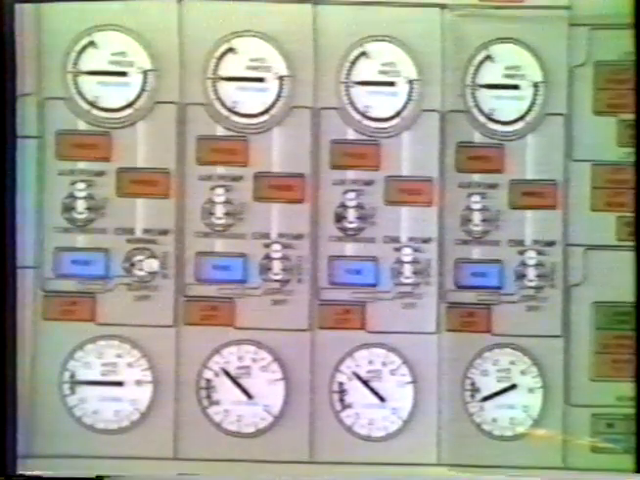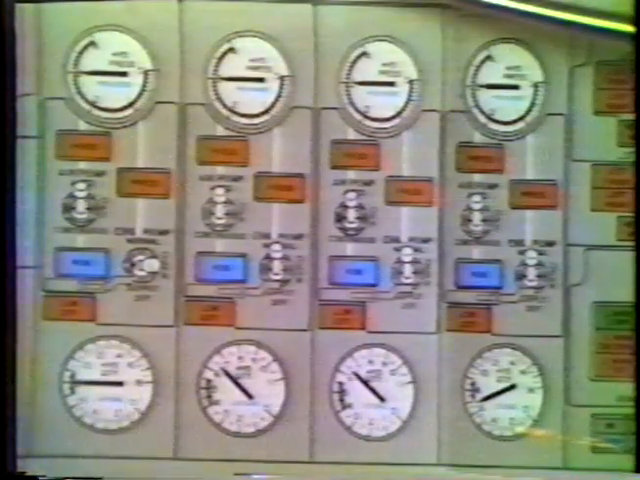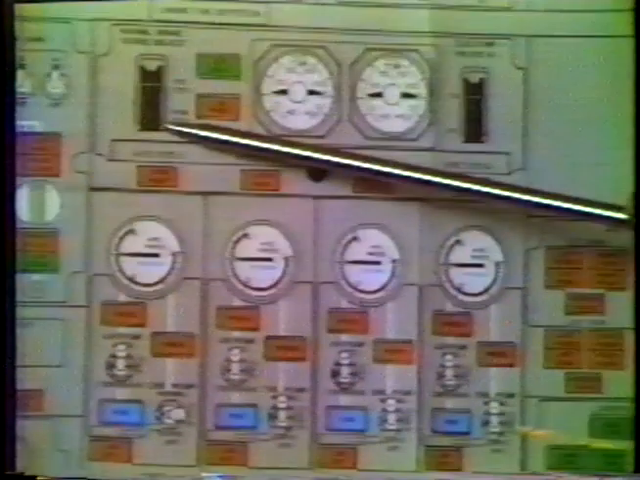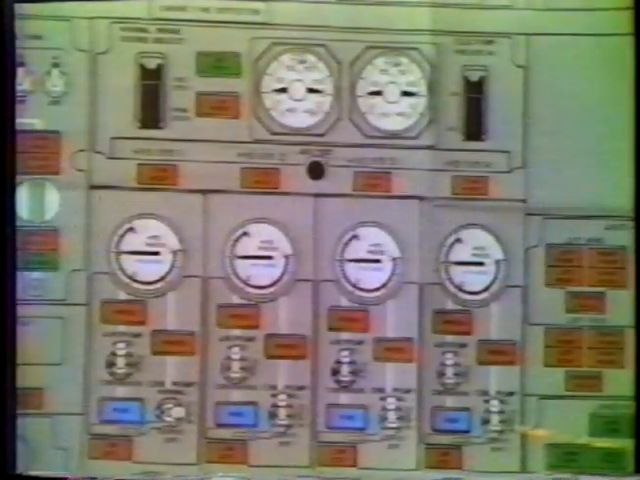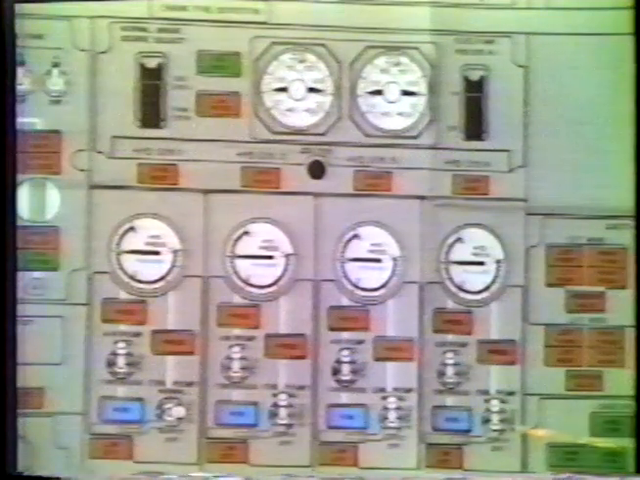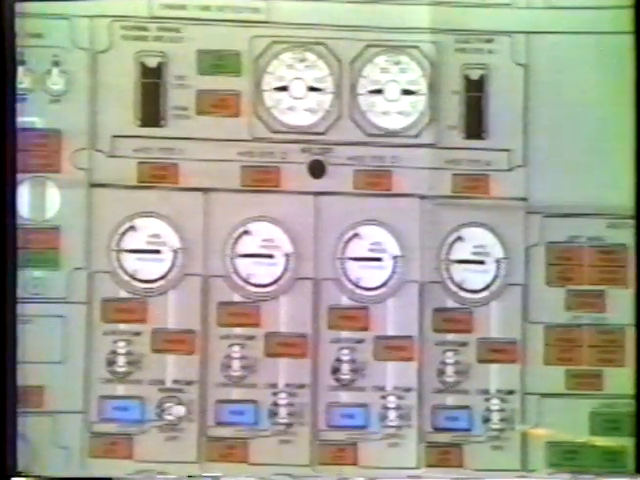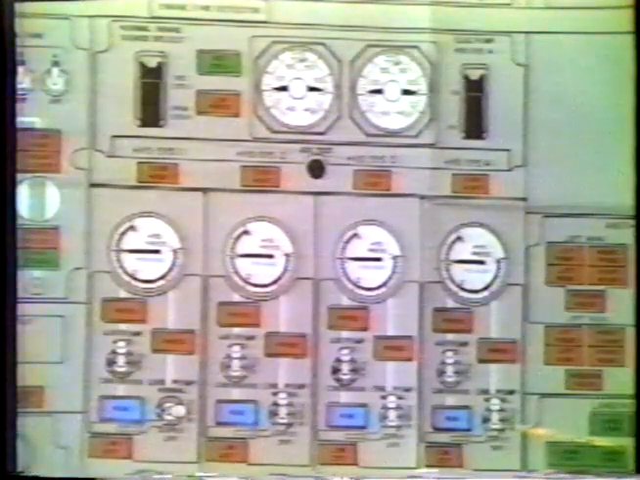For example, the brakes. The brakes are normally on system 4, and the entire brake system can be selected to system 1. On the captain's instrument panel, we have a switch in case the normal brake systems are inoperative. You can switch to the reserve system, or system 2. So the brakes are system 1, 2, and 4.